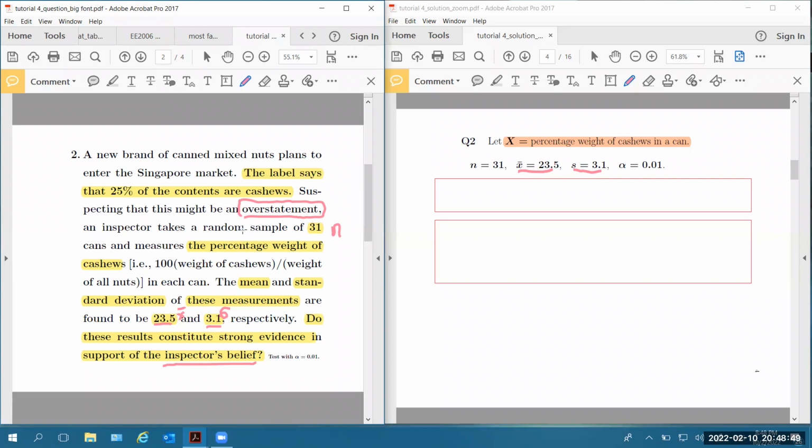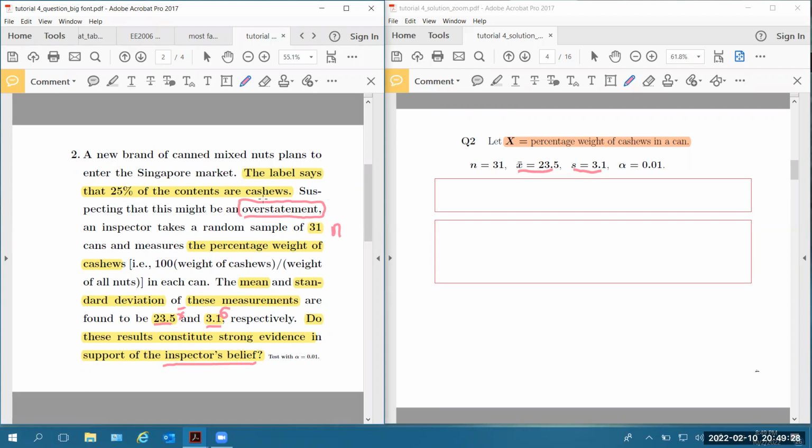Then an inspector takes a random sample of 31 cans and measures them. So this overstatement is actually the inspector's belief. He thinks that the label is an overstatement. The label says 25%, so overstatement means what? He believes that it is more than 25%, or less than 25%? Less. Yeah, it's less than 25%.